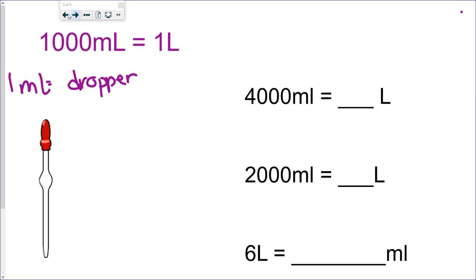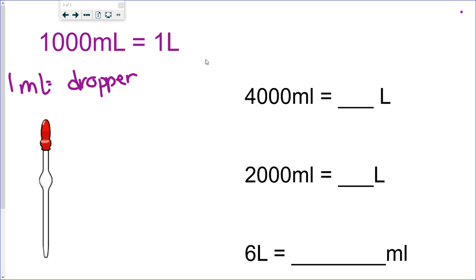So let's say we're looking at the metric system. The metric system has one major unit, and that's the liter. And that liter has 1,000 milliliters, milli meaning 1,000, so we have 1,000 of them in the liter. The milliliter is about an eyedropper, and it takes 1,000 of those to make 1 liter. So if you have a 1 liter bottle in your house, it's going to take 1,000 of those little droppers to make that 1 liter.